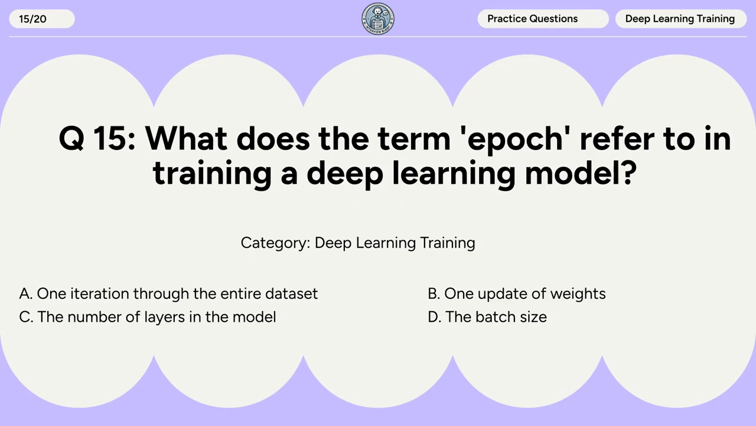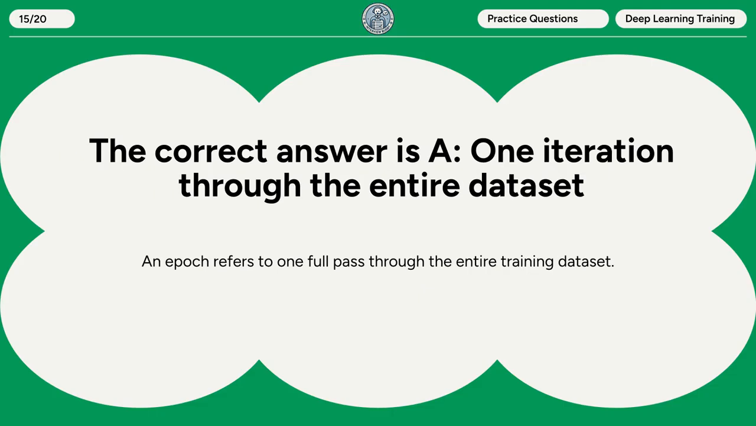Question 15. What does the term epoch refer to in training a deep learning model? A. One iteration through the entire dataset. B. One update of weights. C. The number of layers in the model. D. The batch size. The correct answer is A. One iteration through the entire dataset. An epoch refers to one full pass through the entire training dataset.